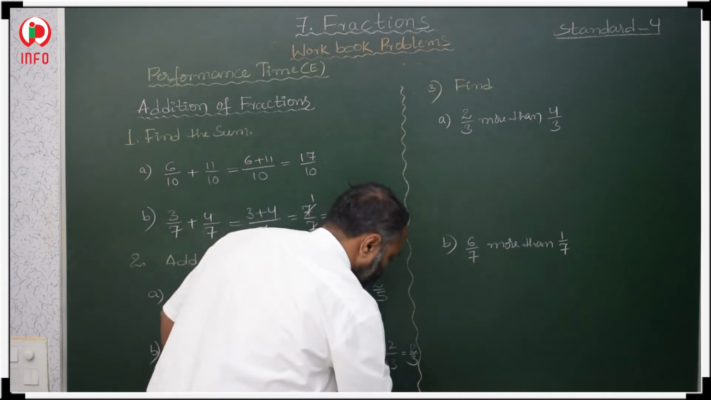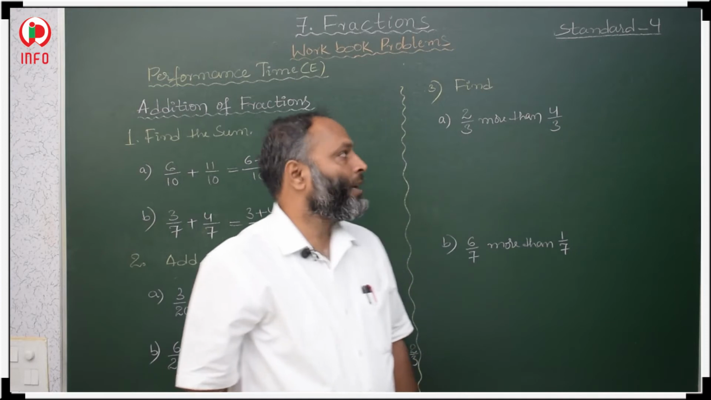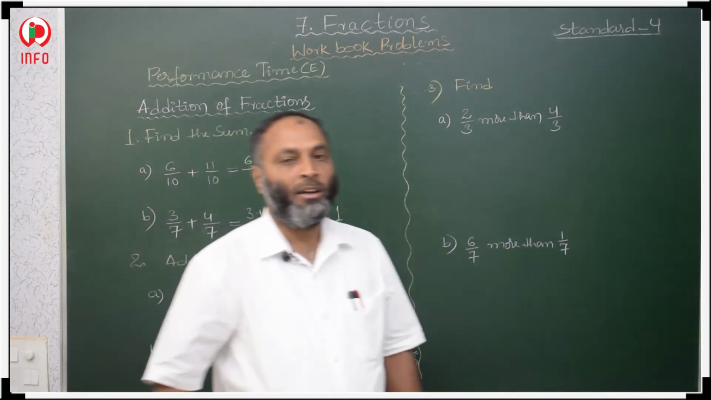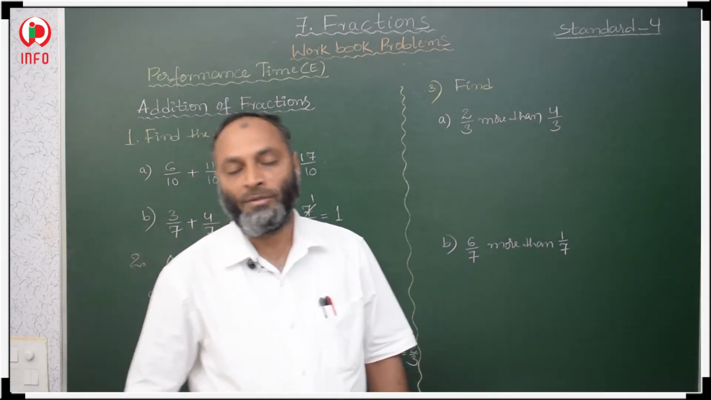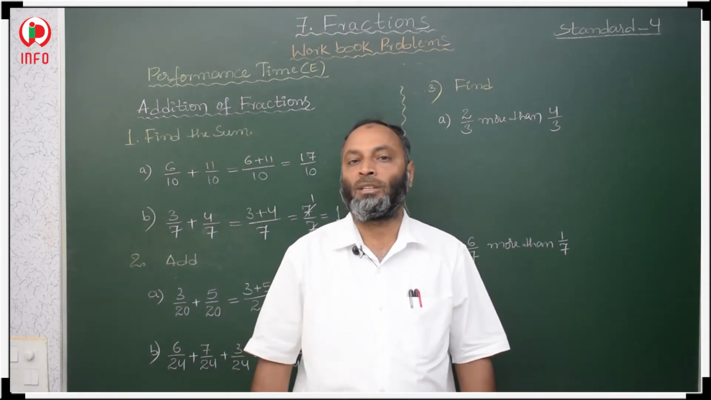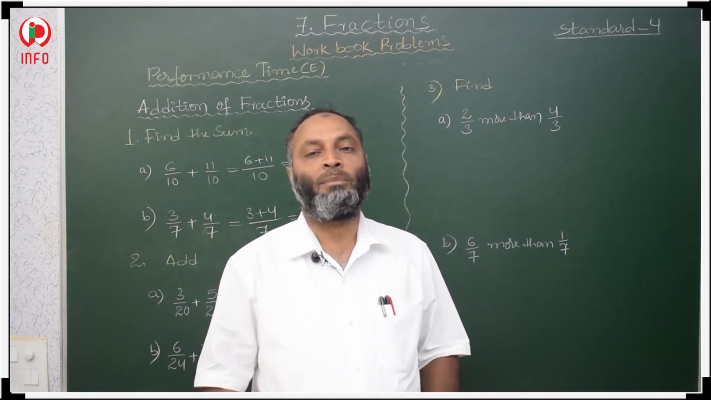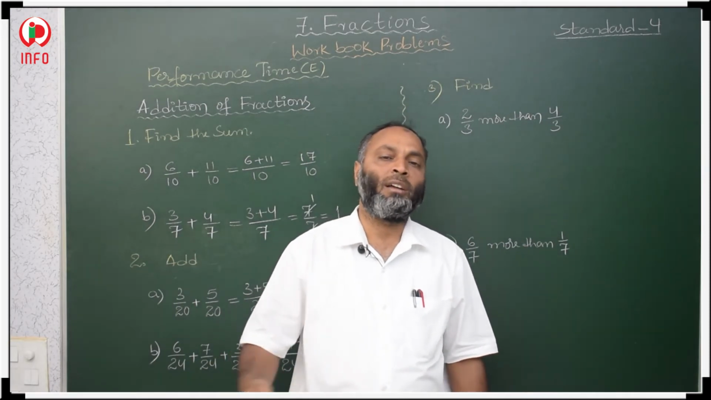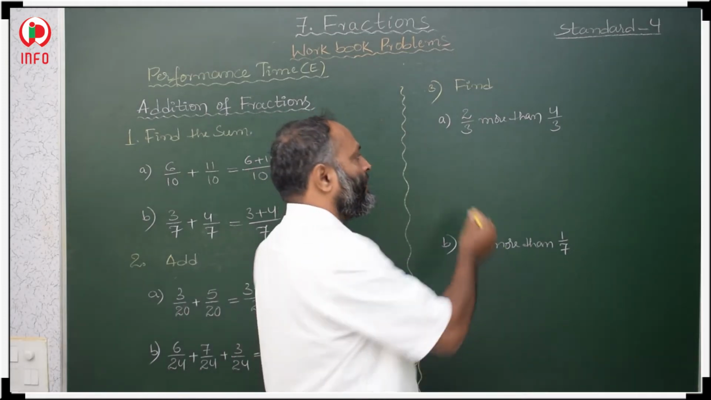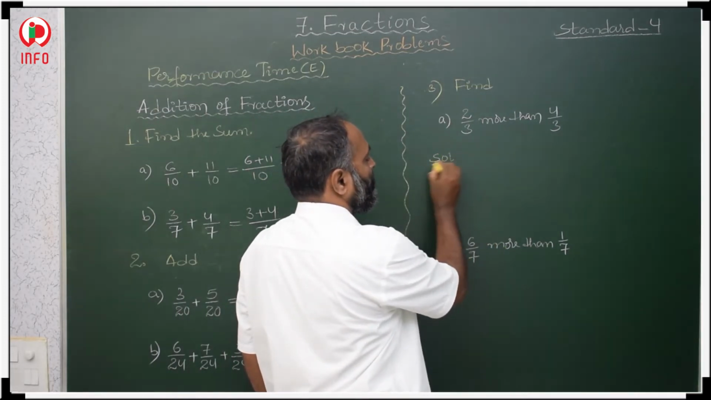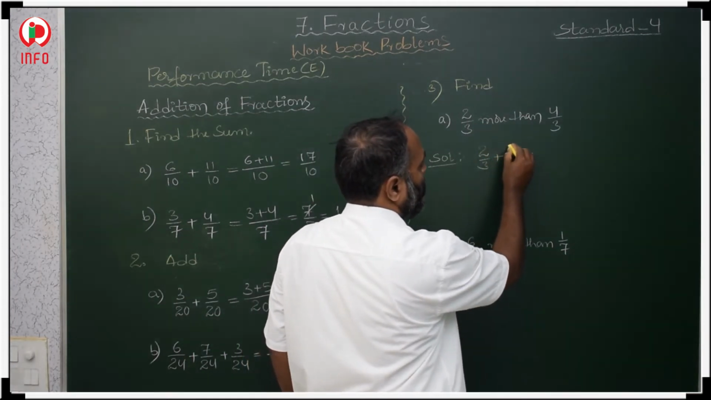Next, here find 2 by 3 more than 4 by 3. If 2 by 3 more than 4 by 3, then how much is it? It means we have to add. Suppose for example, 7 more than 5 is how much? 7 more than 5 means we have to add 7 to 5. 2 more than 5 means we have to add 2 plus 5. So more means that we have to add. Here also same thing. So we have to add, that is 2 by 3 plus 4 by 3.